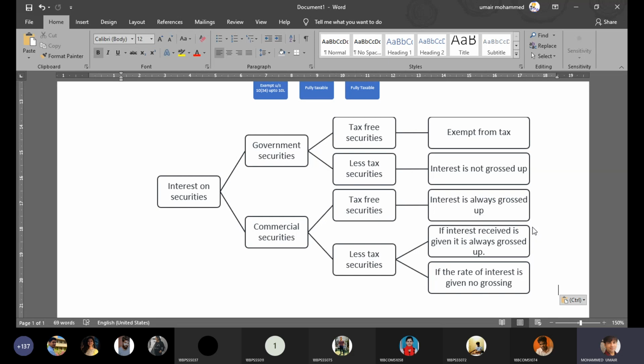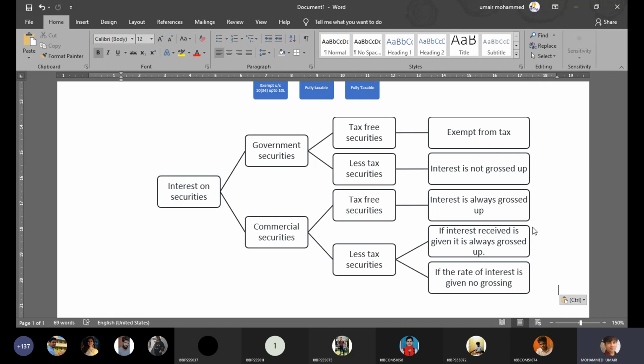Now, as you can see here, in this also we have two subdivisions. One is tax-free securities. The second one is called less tax securities. Now, what do you mean by this? Because this is something which you have to understand.